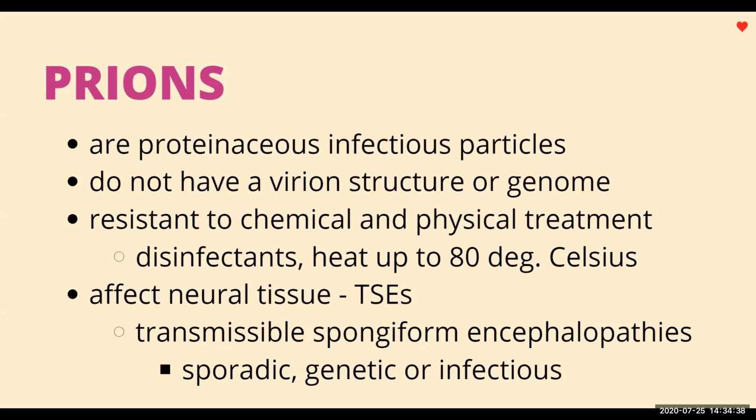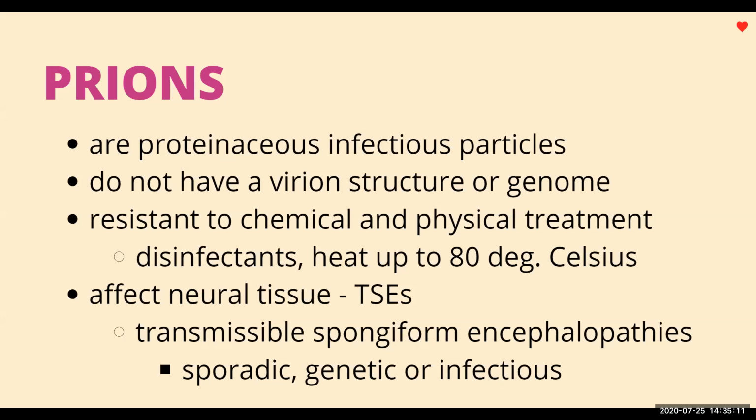Also, one of its characteristics, and why it is difficult to treat, is that it is resistant to chemical and physical treatment. So, it can resist the use of disinfectants and even heat up to 80 degrees Celsius. It doesn't die. Now, your prions will affect neural tissues, the neurons. And when these neural tissues are affected, it will lead to transmissible spongiform encephalopathies or TSE.